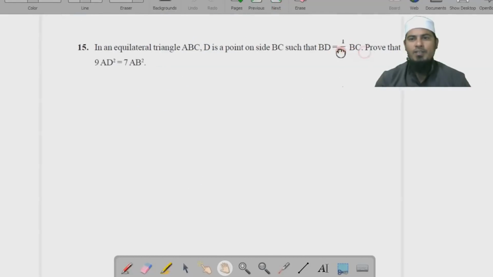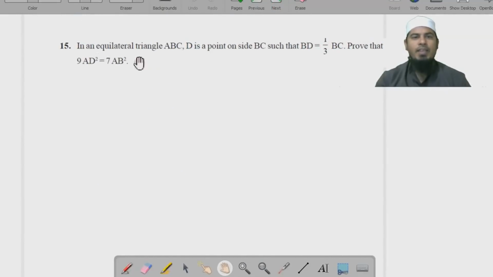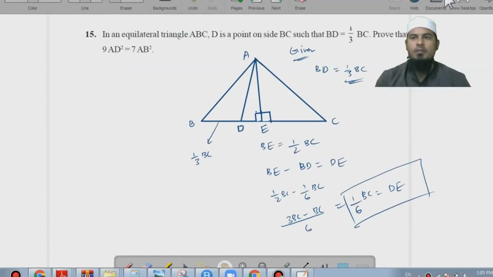Yes, a very interesting question is in front of you. In an equilateral triangle ABC, D is a point on side BC such that BD is equal to 1 by 3 BC. Prove that 9 AD square is equal to 7 AB square. Moreover, we still need a diagram to understand more precisely. I am drawing the diagram now. Let us understand this: an equilateral triangle ABC, D is any point on BC such that BD is equal to 1 by 3 BC.